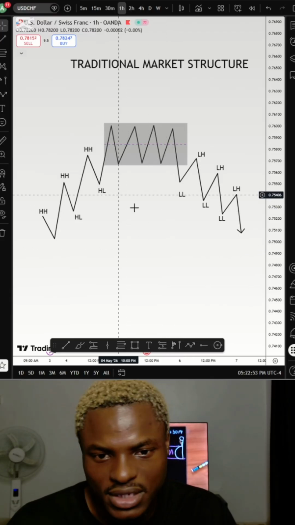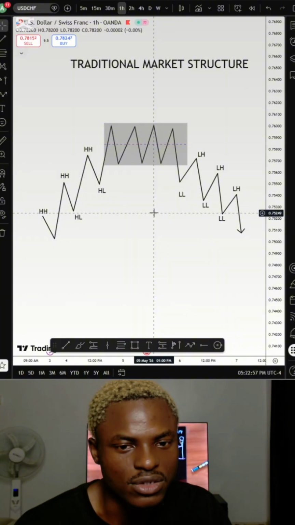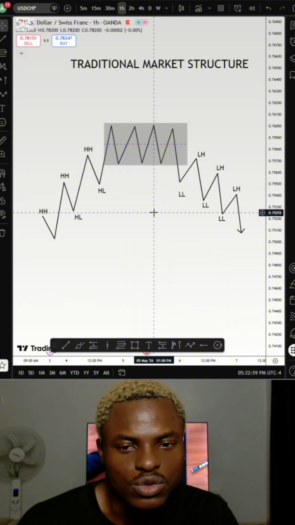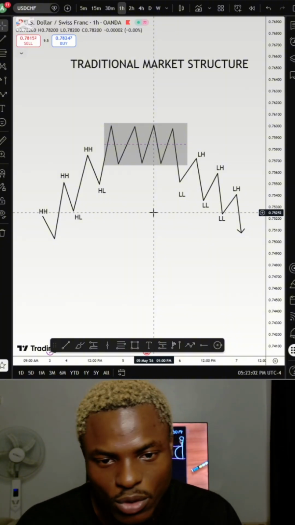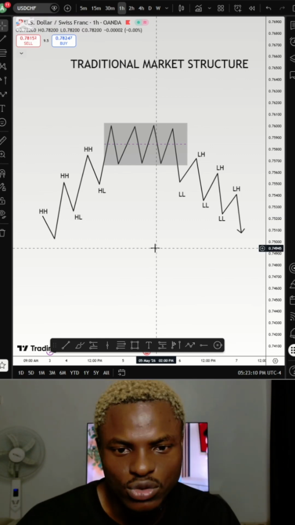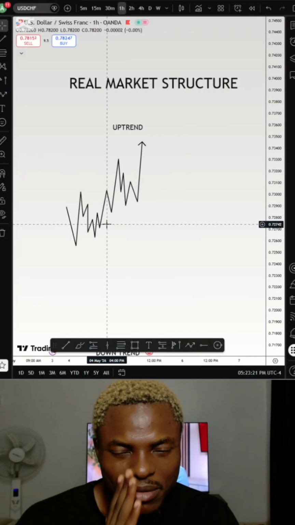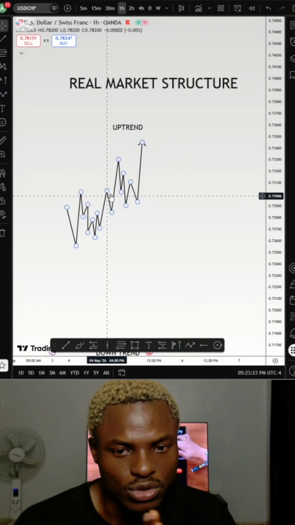But this is wrong. The market does not move like this in real time. This is just an idea to teach you how the market moves. The market doesn't always move like this. As a matter of fact, the market never moves like this. Let me show you how the market moves in real time situations. So this is how the market moves in the real time situation.